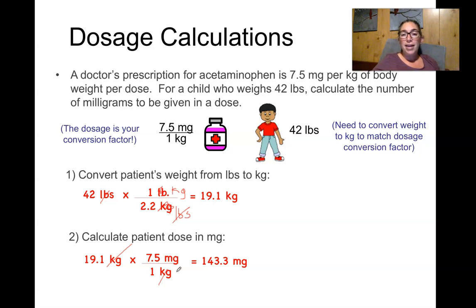In real world scenarios, we don't usually give exact dosages. This would probably, in a clinical setting, be rounded to like 150 milligrams, because that would probably turn out to be a more exact measurement. So dosages in medicine are usually not exact, they're rounded, but this is how they are calculated and then rounded.